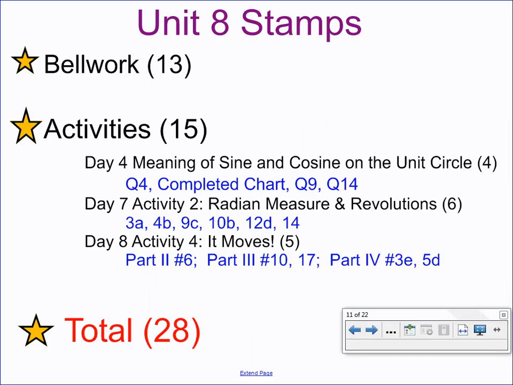And this is the big bad mother daddy of them all. You can see 13 days means 13 red marks possible. Activities, there are 15 stamps total. Day 4, back at our meeting of the sine and cosine, that's our unit circle rotation activity, out of 4. Our day 7 activity 2 was our radian measure where you did the pipe cleaners. That's out of 6. And then our activity 4, the transformation one we did last, that's out of 5. I'm going to go ahead and pause the recording now and save it.